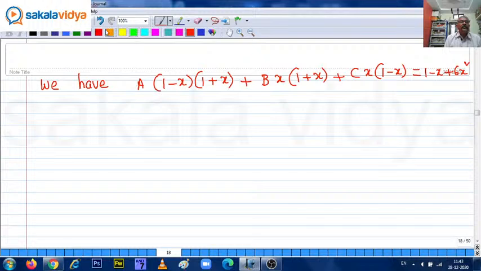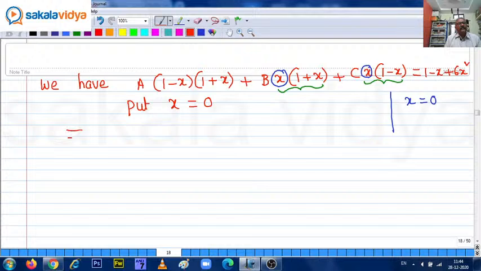Check first of all in these two factors, x into 1 plus x, x into 1 minus x. What will be the common factor? The common factor is, easily we can say, x. X needs to be suppressed, which means x is equal to 0. That means put x equal to 0. If you put x equal to 0, you get like this.